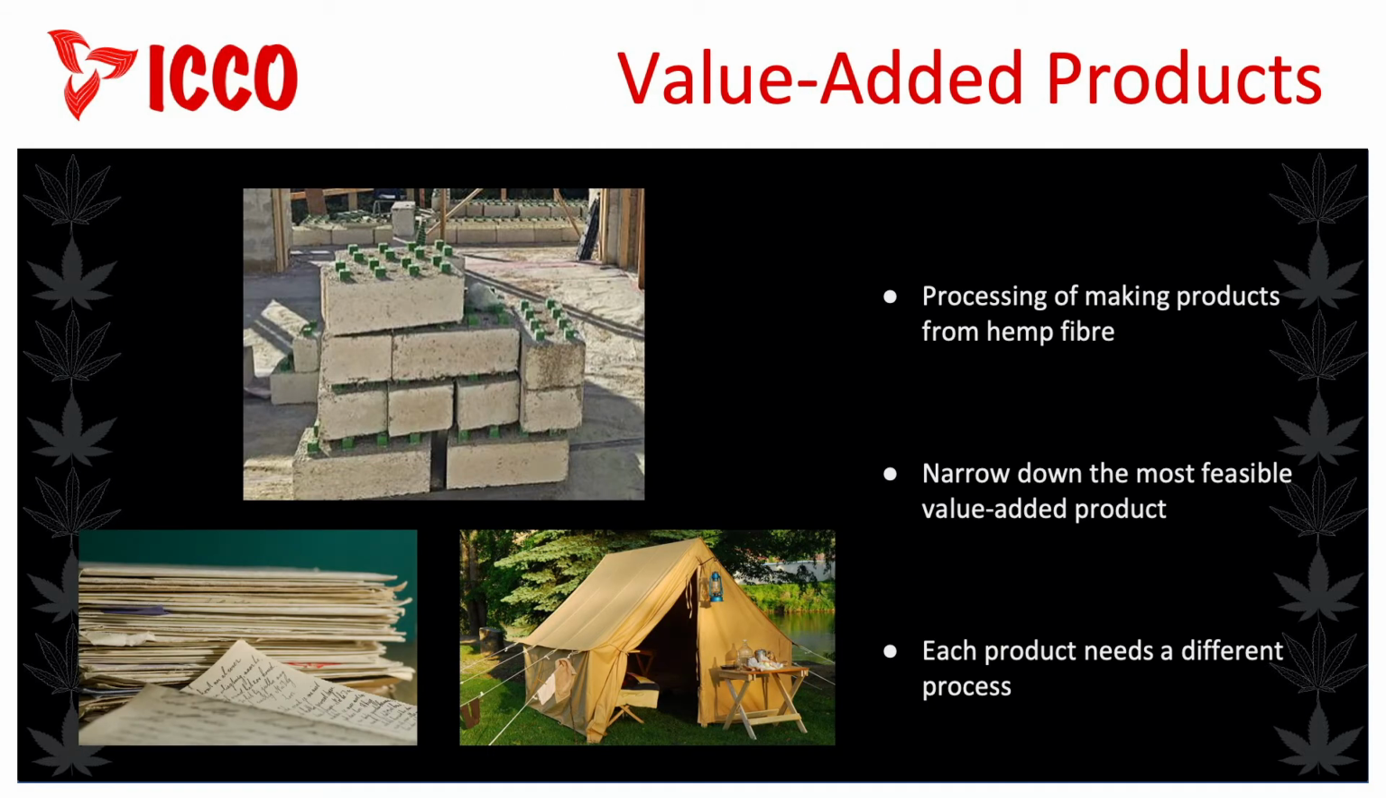In this information session, we will be talking about the processes involved with making products from hemp fiber. I'll concentrate on hemp paper, hemp textiles, fiberglass, hempcrete, and pellets. And I'll do that to narrow down the most feasible value-added product for the TTN Cochrane area. Each product will require a different process to develop the desired end product, but the processes all begin with the plant in the field.